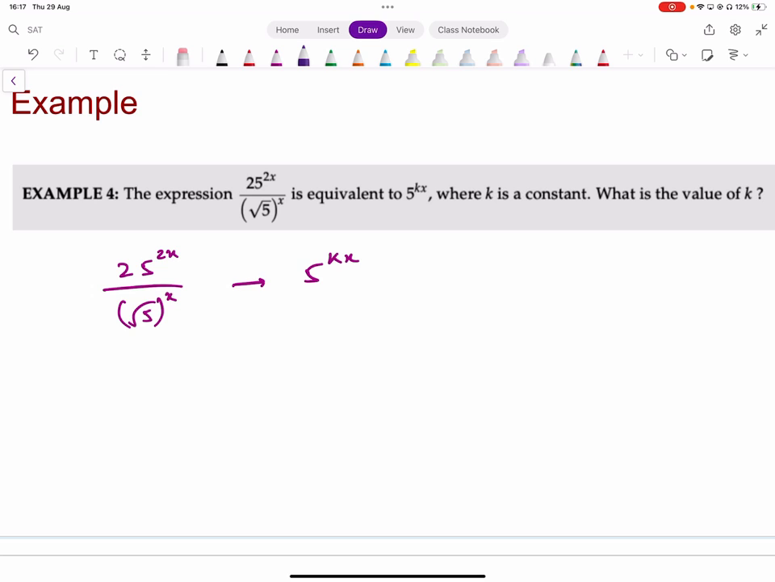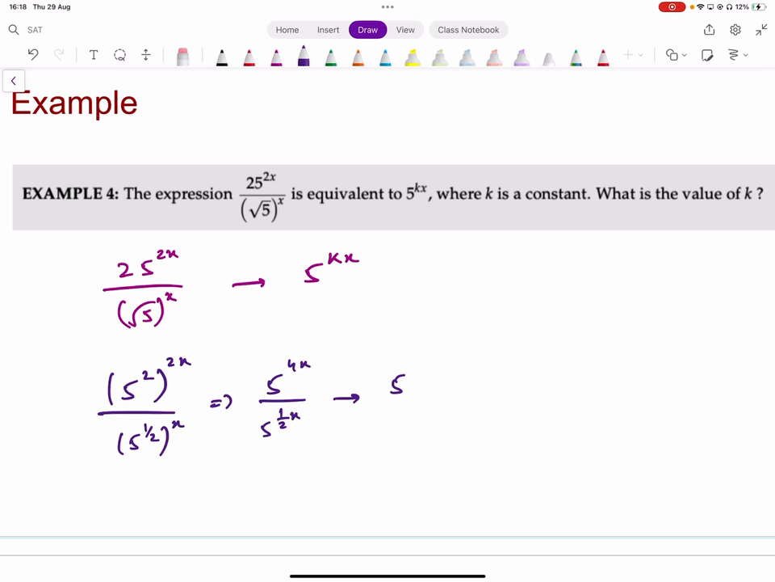25 raised to power 2x. How can we write the numerator in powers of 5? We can say 5 squared whole power 2x, right? In the denominator, inside the brackets, we can write this as 5 power 1 over 2 and then whole power x. Now in the numerator, it becomes 5 power 4x. In the denominator, we have 5 power 1 over 2 times x.